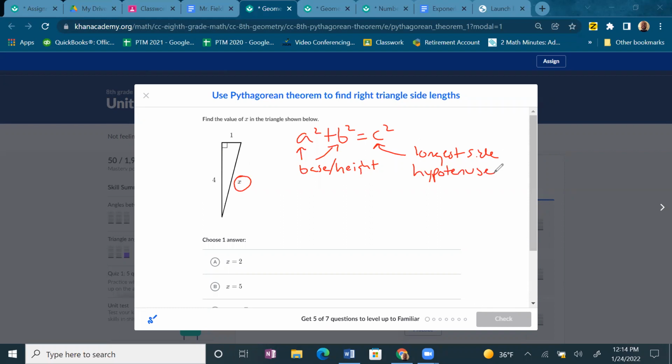Okay? So, first thing, label sides correctly. So we'll call the 4 a, the 1 b, and the x is c. How do you know which side is the hypotenuse? It's because it's across from the right angle. Last week we talked about right angles in terms of area. This time it helps us find the hypotenuse. It's across from it. Okay, so now we're just going to substitute.